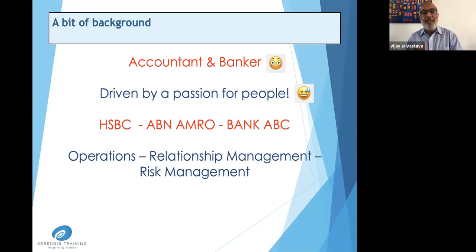Towards the end of my ABN AMRO stint in relationship management, I became the chief risk officer of the transaction banking business of ABN AMRO, very heavily focused on operational risk. This was the trade finance and payments business of ABN AMRO, with quite a few $1 billion in revenue. That was the size, 60 plus countries.